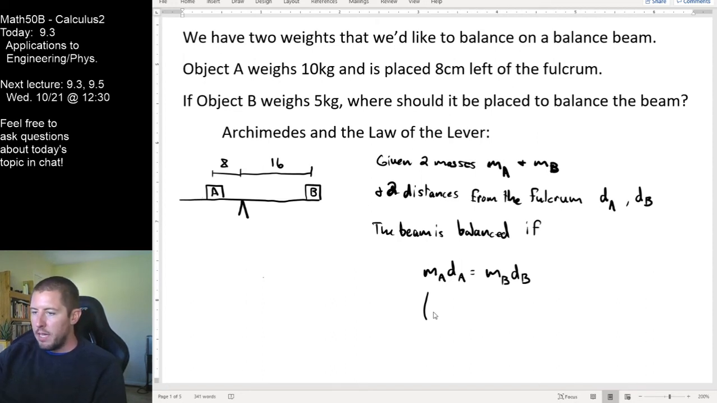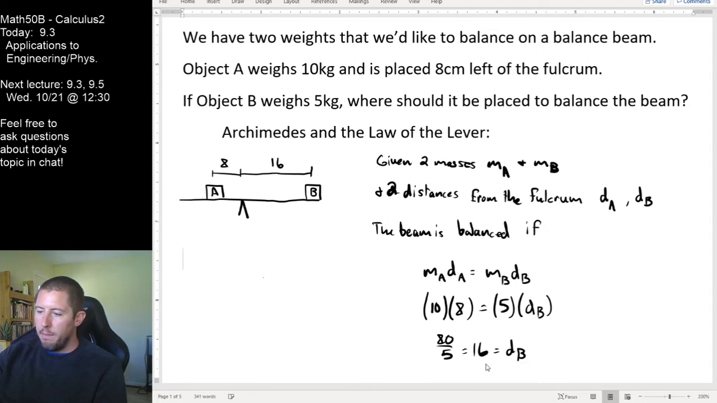The mass of object A is 10. The distance that object A is away is 8. The mass of object B is going to be 5. And notice here, we really should just be solving for that 16 right there. This is our unknown, the distance away that this should be. Over here, we get 80. 80 divided by 5 is going to be the 16 that we're getting for that distance that B should be away right there. So that's how we know that should be 16 units away.